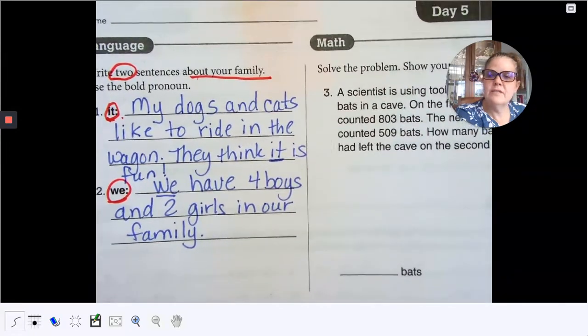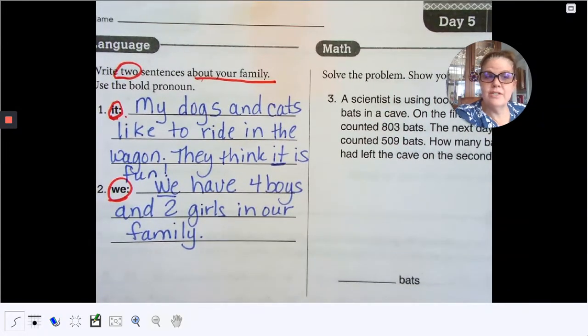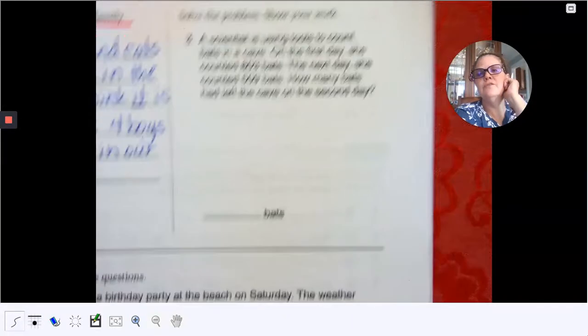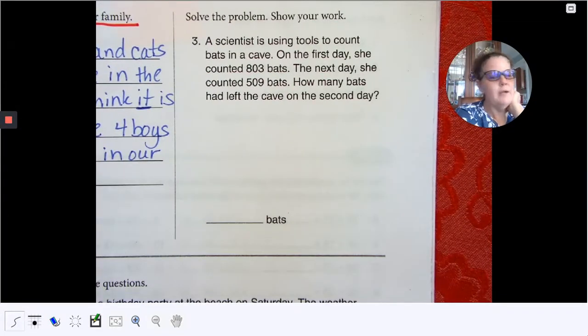All right, if you have a sentence that you think is fun and you want to share it with me, you can always do a screenshot and send it to me too. That would be fun. All right, so on to math. We're going to solve the problem and show our work.